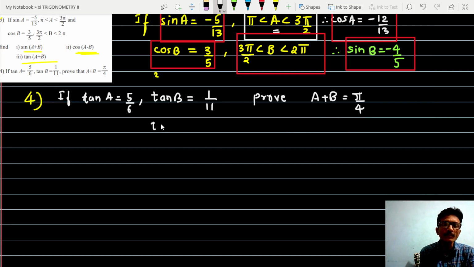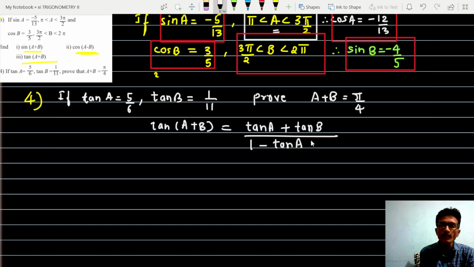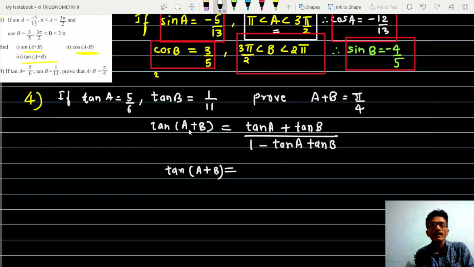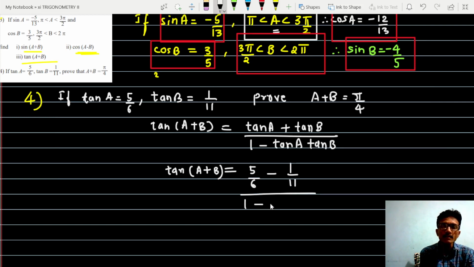So let's find tan of A plus B. The formula is this: tan A plus tan B upon 1 minus tan A into tan B. So here tan of A plus B is equal to tan A, which is 5 upon 6, plus tan B, which is 1 upon 11, upon 1 minus tan A, 5 upon 6, into tan B, 1 upon 11. So simplify this.